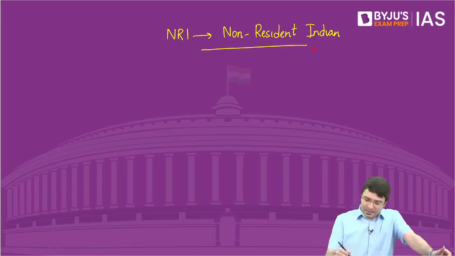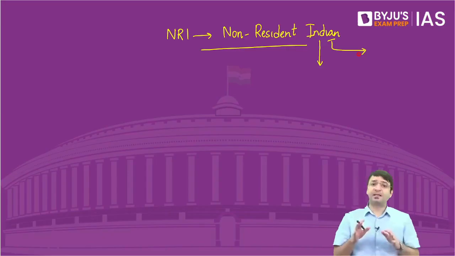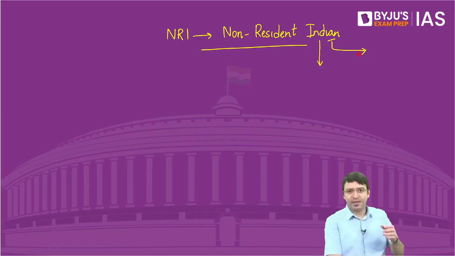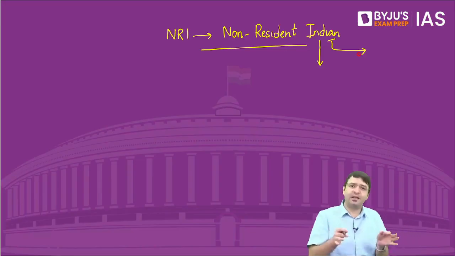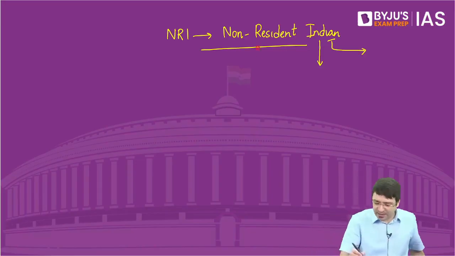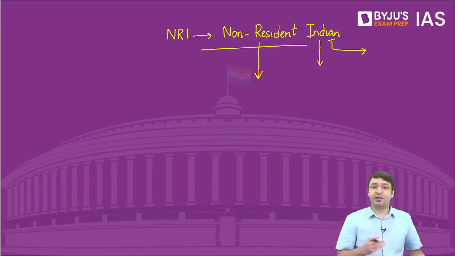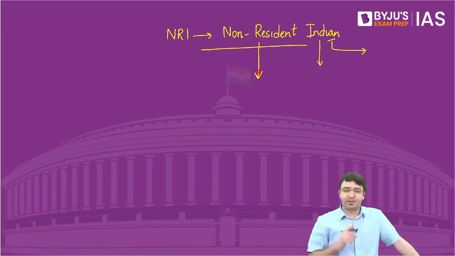Clear? Now, these NRIs, non-resident, these are Indians. That means, are they Indian citizens? Yes. Can they vote in India? Yes, because they are the citizens of India. Can they contest the elections? Yes, they are the citizens of India. Because the citizens can vote, citizens can contest elections, citizens can apply for government jobs. NRIs are Indians. It's just that they are not resident of Indians. They are not residing in India, but they are Indians.